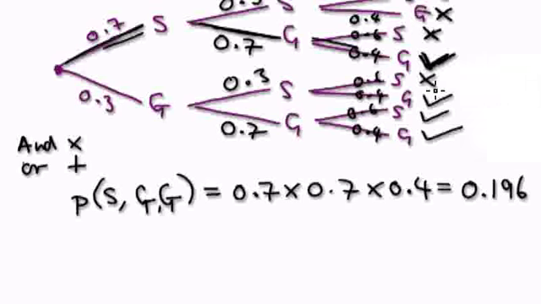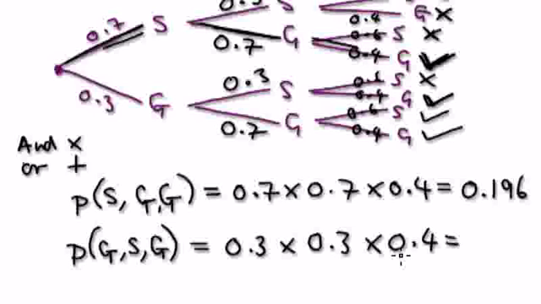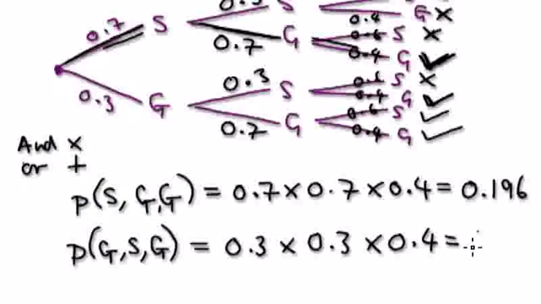So this one here is done. Okay. Now we've got to look at this one here. Go, stop, go. All right. So hang on. Go, stop, go. So that would be, well, go here would be 0.3 times the stop here would be 0.3 times the go here, which is 0.4. Okay. So jump to calculator. Clear, 0.3 times 0.3 times 0.4 equals 0.036.